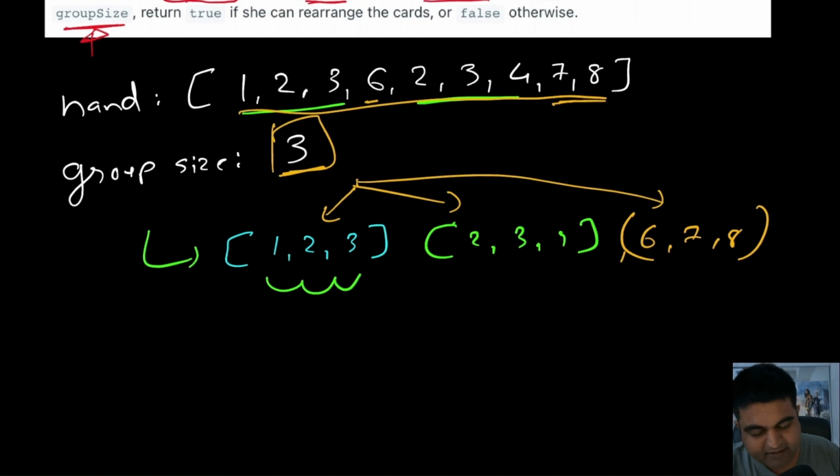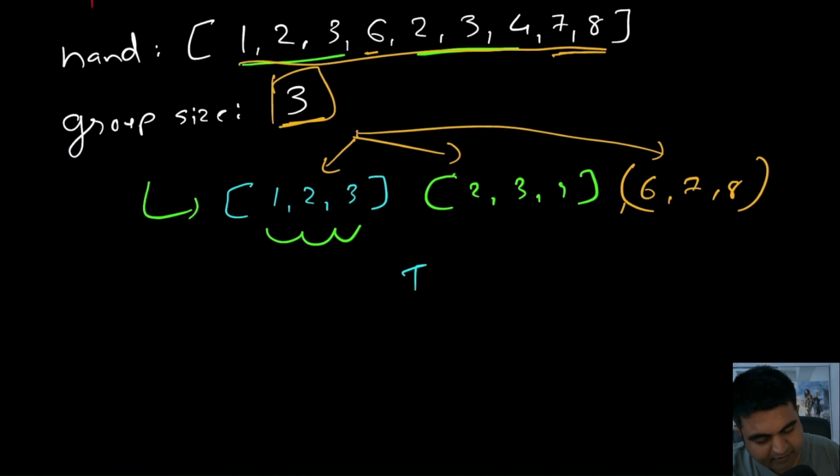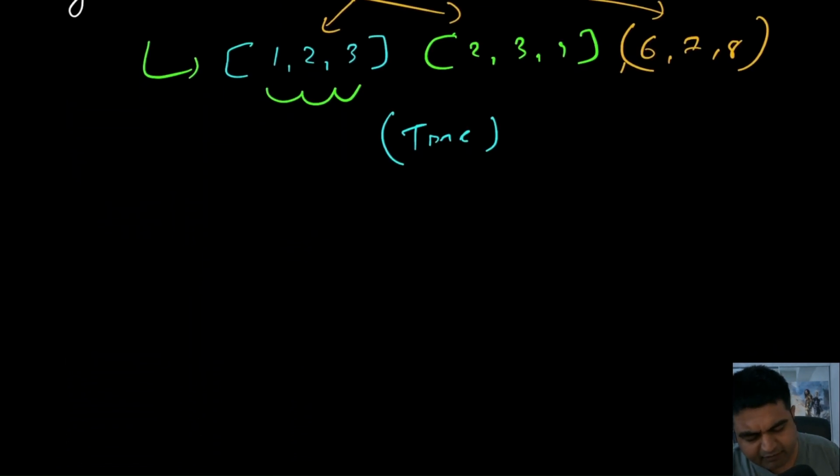So in this case we can say that we can create the hand of straights using this, so we will return true in this case. Let's take one more example.